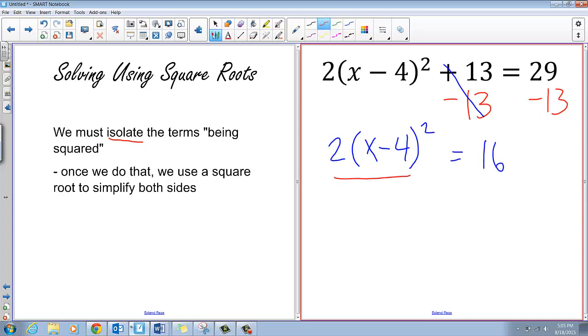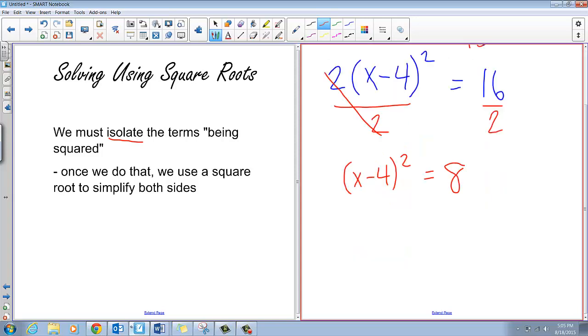Alright, now I can divide by 2. 2 divided by 2 is 1, so I can just cancel them out. They don't go away, it just equals 1. That's a mistake a lot of students make, is they assume it just goes away, but it's actually just 1, which we don't have to write.